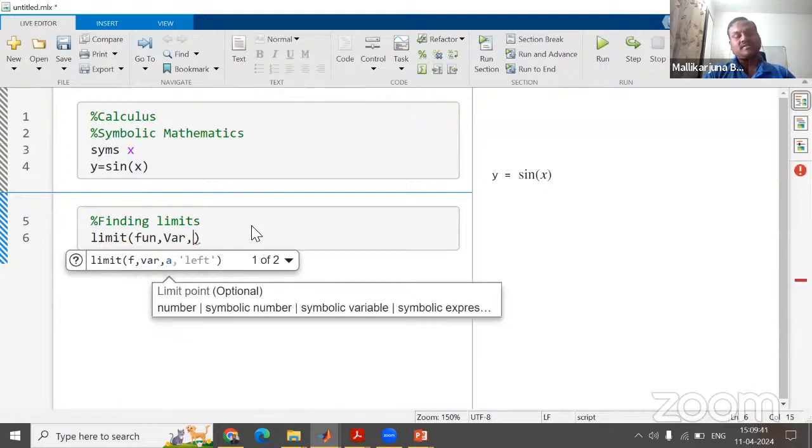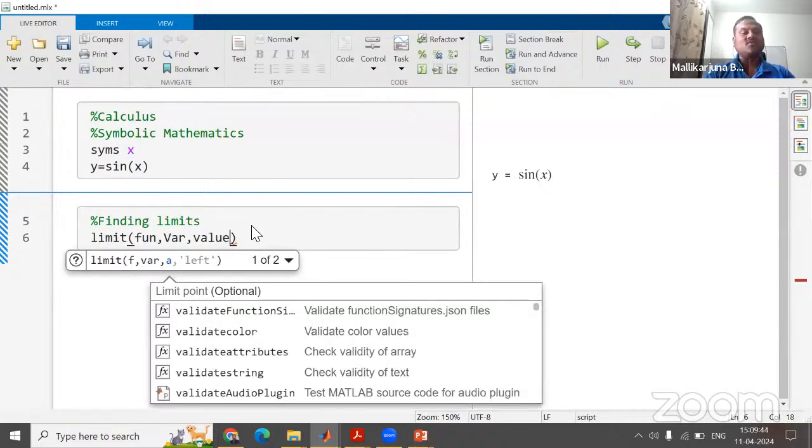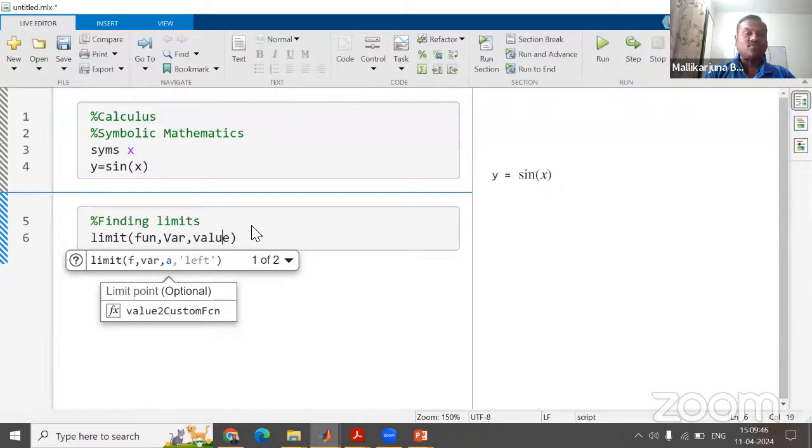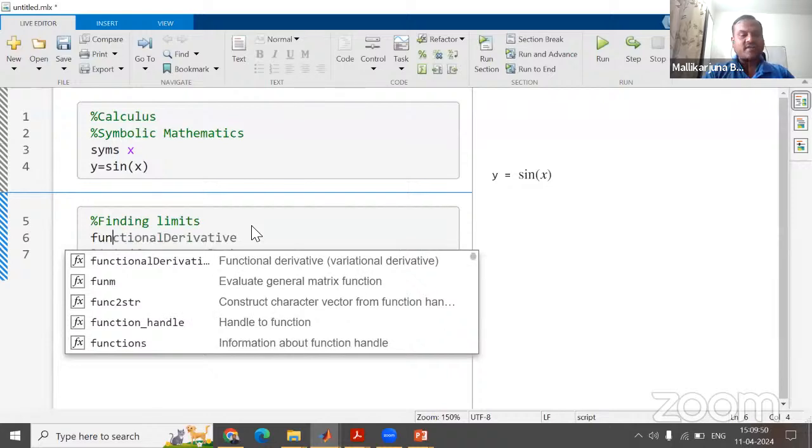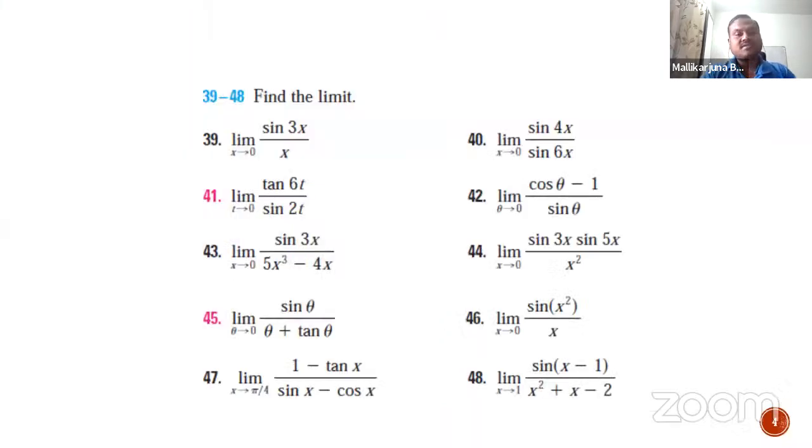At which value you are going to find the limit. So let us first define the function, sin 3x divided by x. I just googled it in one document. I have seen these, so that's why I took these. These are some examples to practice finding limits in MATLAB.